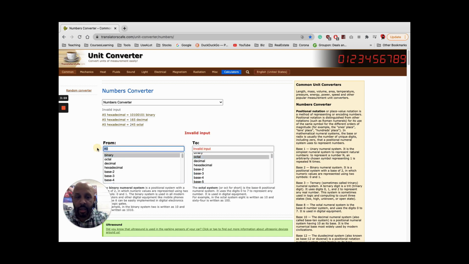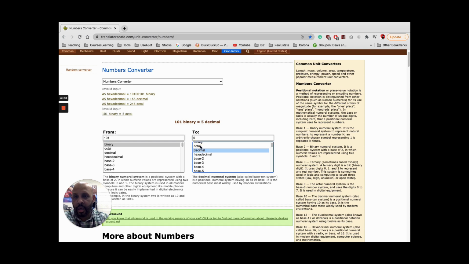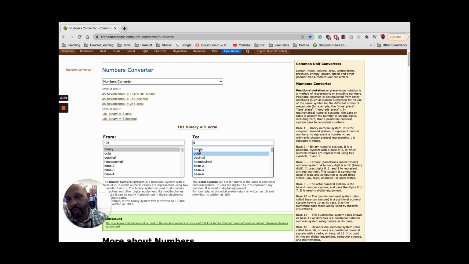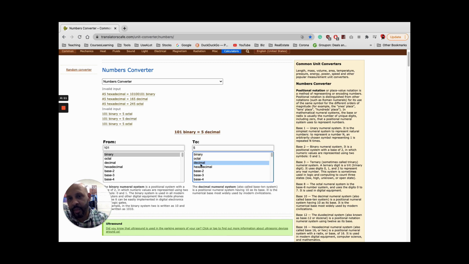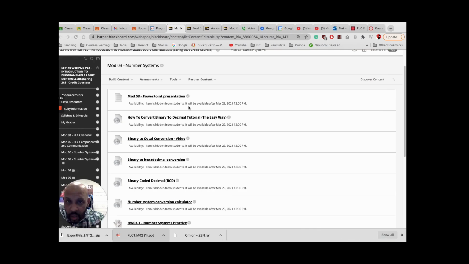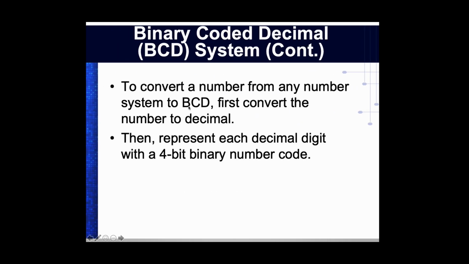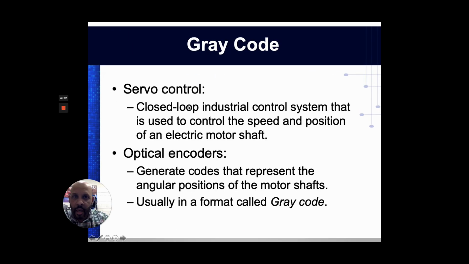Binary. Let's say that I want 101, and then this is a decimal 5. Notice how that 101 is the same for octal, for decimal, for hexadecimal. All right, and that's how you use this. What else do I need to talk about? We are about to be done with today's presentation. Gray code.